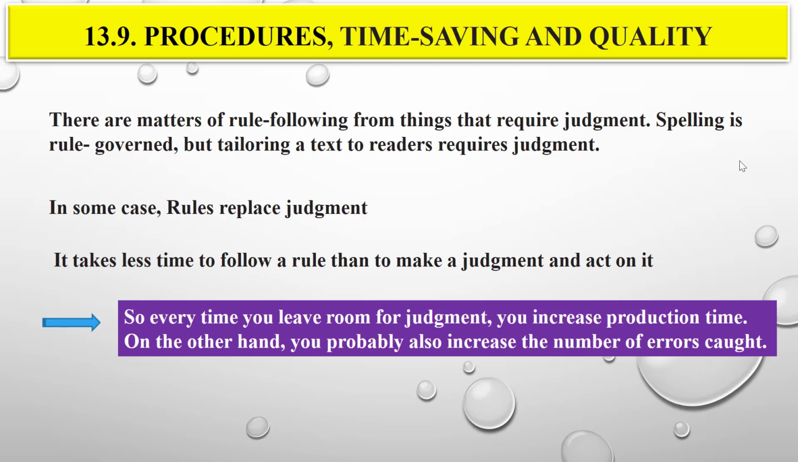There are methods or rules following from things that require judgment. Spelling is rule governed, but tailoring a text to the readers requires judgment. In some cases, rules will replace judgment, and it takes less time to follow a rule than to make a judgment and act on it, right? So every time you leave room for judgment, you increase production time. On the other hand, you probably also increase the number of error codes.